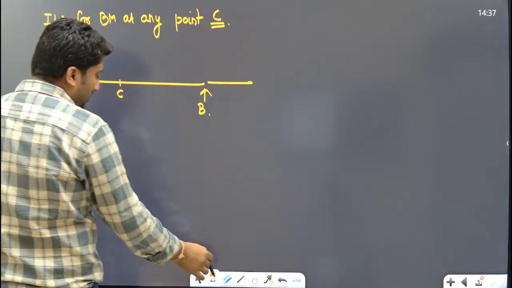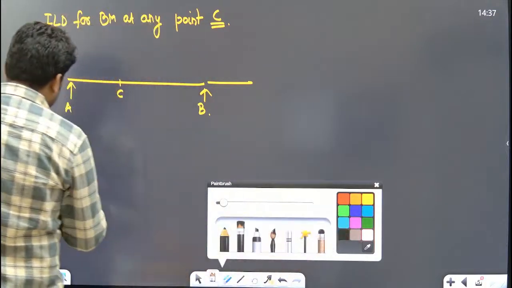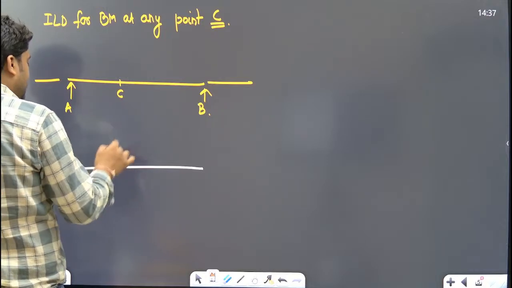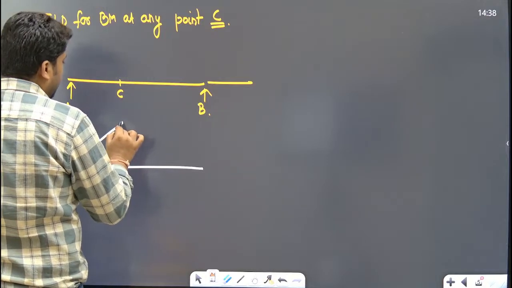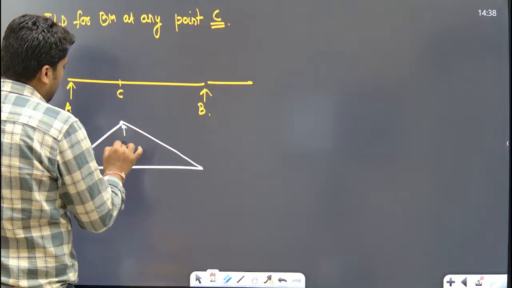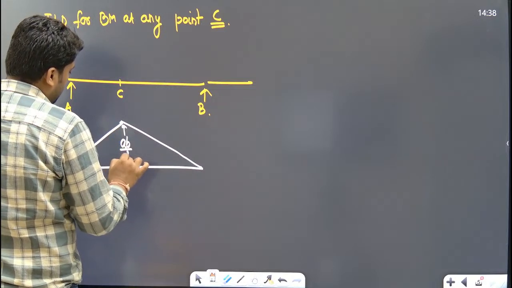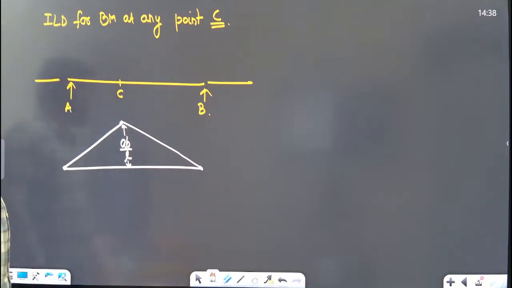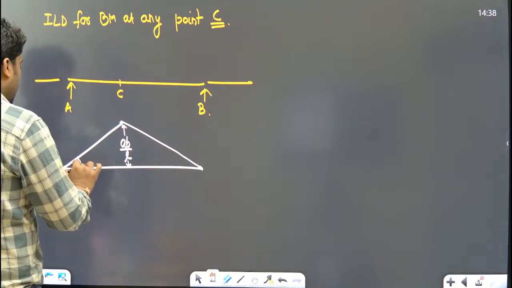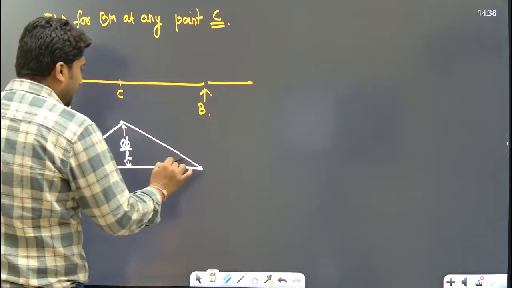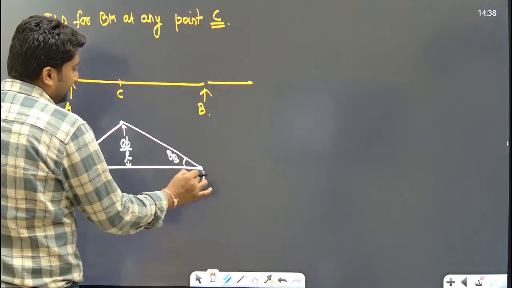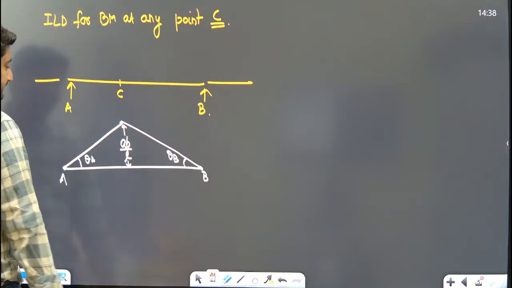On moving the point load, what is the shortcut to draw the ILD for bending moment? Assume an imaginary hinge at C and lift the beam by AB by L without removing the support at A and B. Yes or no? Let us suppose the rotation here is theta A. Here the slope for this line is theta B. Slope for ILD at B, slope for ILD at A.